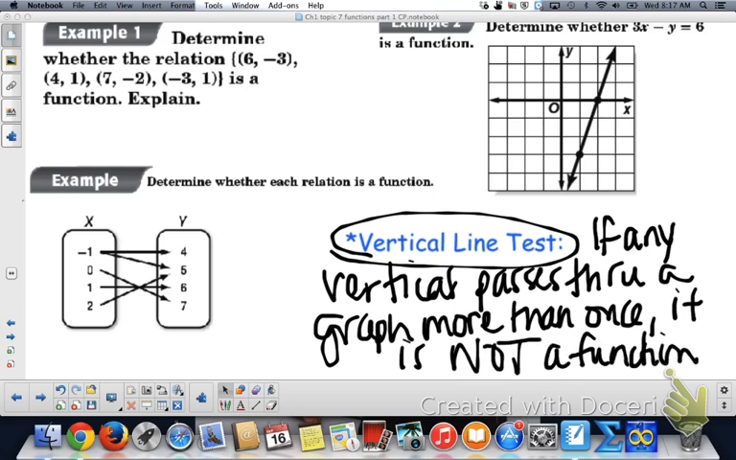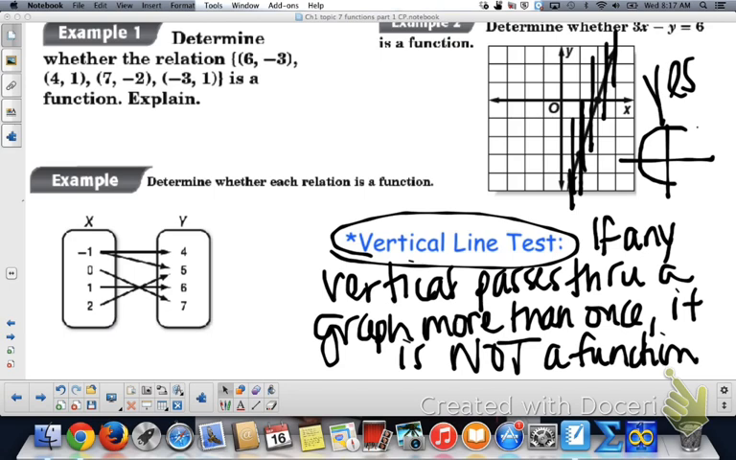What I mean by that is, if your graph looks like this, any vertical line you draw only goes through that line one time, so yes, that is a function. If it happened to be a graph like, say, the graph of a circle, a vertical line here would pass through twice, so that is not a function.